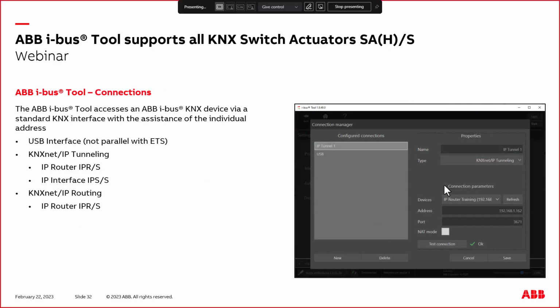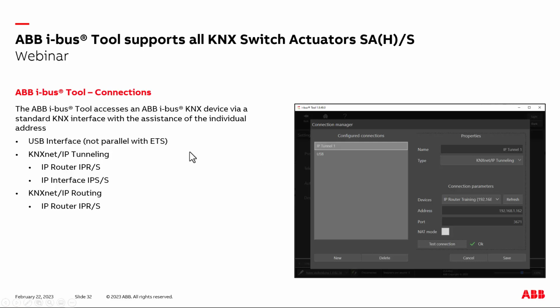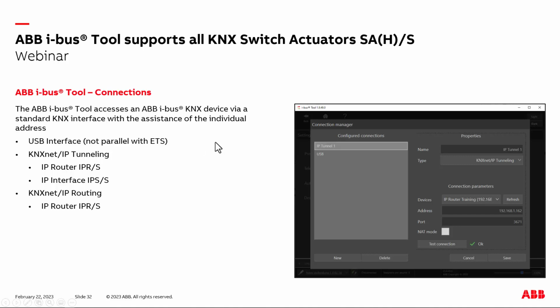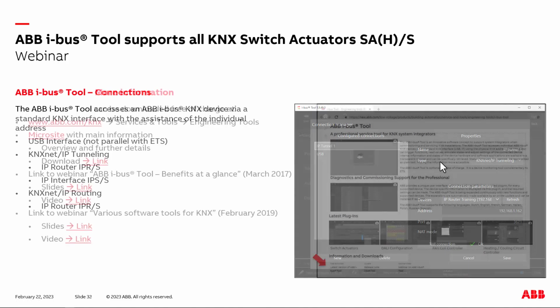Good, the connection to a KNX device can happen via USB, KNXnet IP tunneling when you use the IP router, IP interface, or also via KNX IP routing when you use the IP router. So when you use the USB interface, don't do it in parallel with the ETS, because the ETS uses the same bus access like the iBus tool. And when you still have the group monitor running, then the ETS needs the USB interface, and then the iBus tool cannot have access to a KNX device. So please, in this case, stop the group monitor or close the ETS and then start the USB interface here in the connections of the ABB iBus tool.